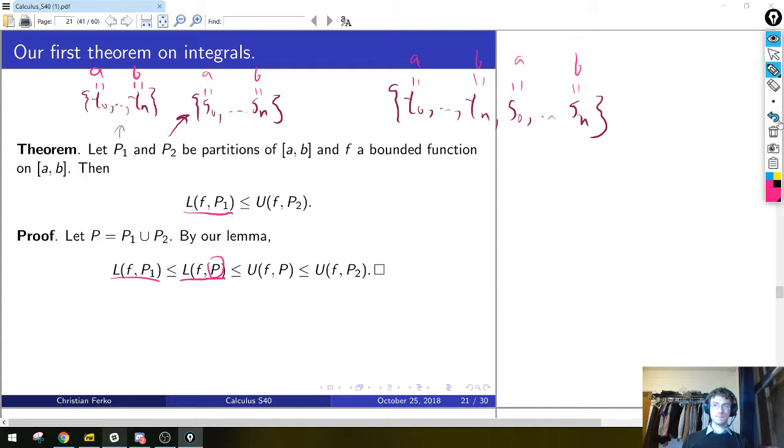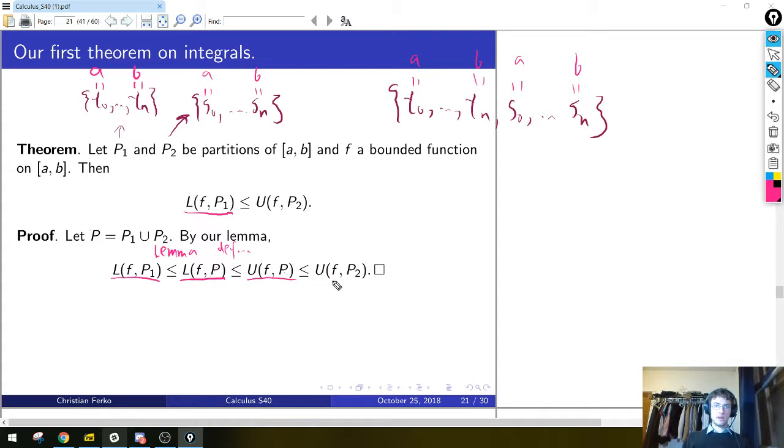So the first step is from our lemma, right? The second step is that we know that when the partitions are the same, the lower sum has to be at least smaller than or equal to the upper sum, right? Because this is by the definition of infimum and supremum. Same partition, you're adding up a bunch of infima times the t sub i minus t sub i minus 1s. These are a bunch of suprema. Suprema are always bigger than or equal to infima, so this is by definition of sup and inf.